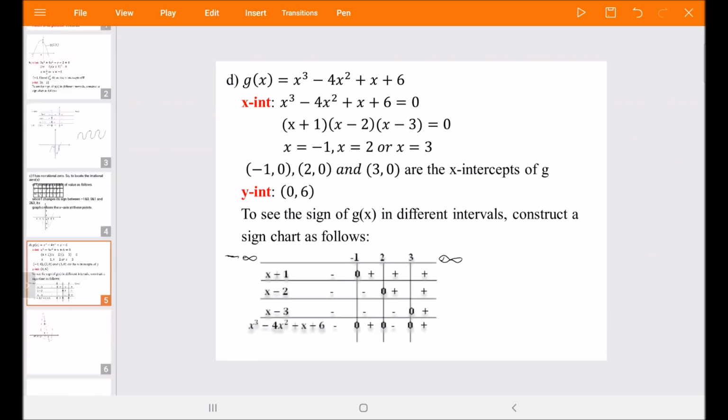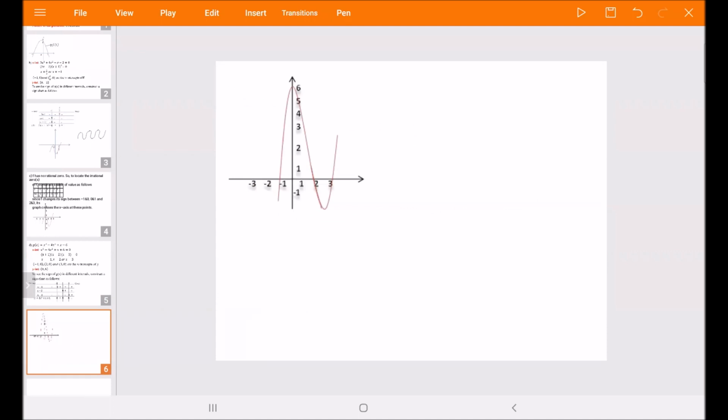So taking these pointers onto the xy coordinate plane, at x is equal to minus 1, at x is equal to 2, and at x is equal to 3, the graph of g crosses the x-axis, and at y is equal to 6, its graph crosses the y-axis. And from the sign chart, the value of g of x is negative, or it stays below the x-axis, for values less than minus 1. So after crossing the x-axis at minus 1, the graph looks like this one.